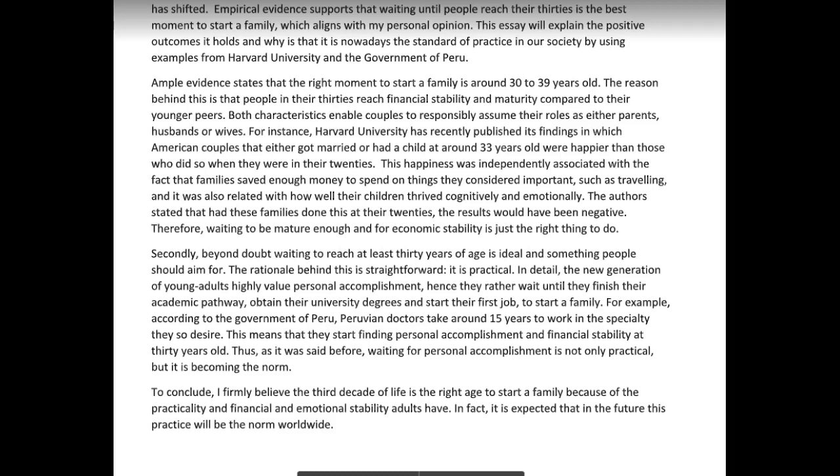Good. For instance, Harvard University has recently published its findings in which American couples that either got married or had a child at around 33 years old were happier than those who did so when they were in their 20s. This happiness was independently associated with the fact that families saved enough money to spend on things they considered important, such as traveling, and it was also related with how well their children thrived cognitively and emotionally. The author stated that had these families done this in their 20s, the results would have been negative. Therefore, waiting to be mature enough and for economic stability is just the right thing to do.